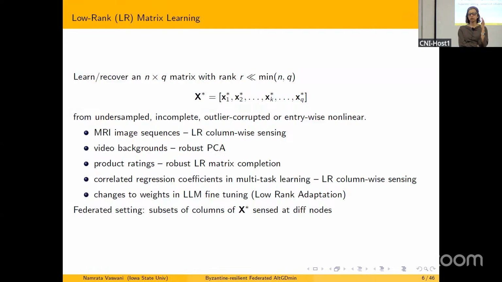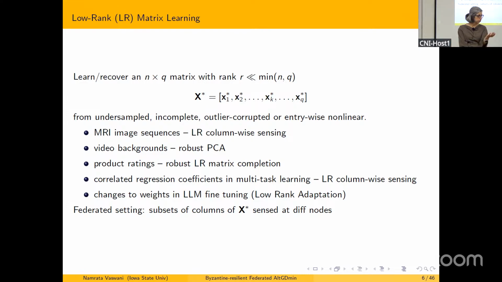Sometimes you have deliberately undersampled measurements, like in MRI. And in MRI, you have column-wise undersampling. You might have incomplete data, which is the matrix completion problem. You might have outlier corrupted data, which is the robust PCA or robust matrix completion problems. Or you have the phase retrieval setting where you have entry-wise nonlinearities. So essentially, you have bad measurements of an unknown low rank matrix, and you want to recover the matrix from that.